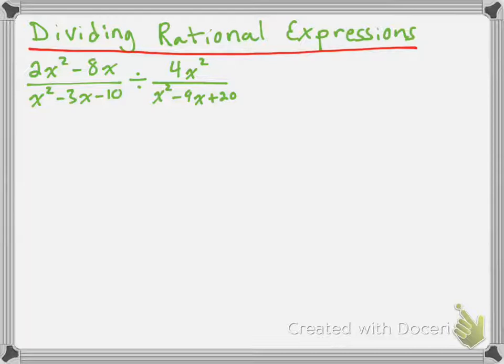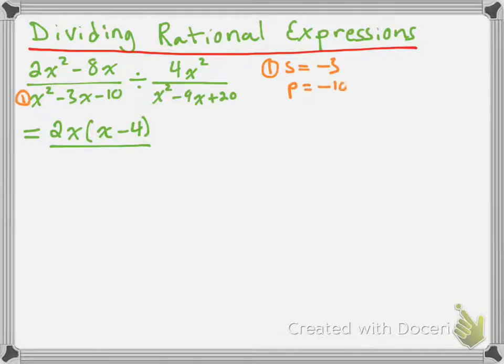For example, in our first expression, the numerator can be factored into 2x times x minus 4, so we common factored out 2x. Next, the denominator of our first expression can be factored. I'm going to do the work off to the side here. We have a sum of negative 3 and a product of negative 10. Two numbers that add to give negative 3 and multiply to give negative 10 are negative 5 and 2. So that factors into x minus 5 times x plus 2.